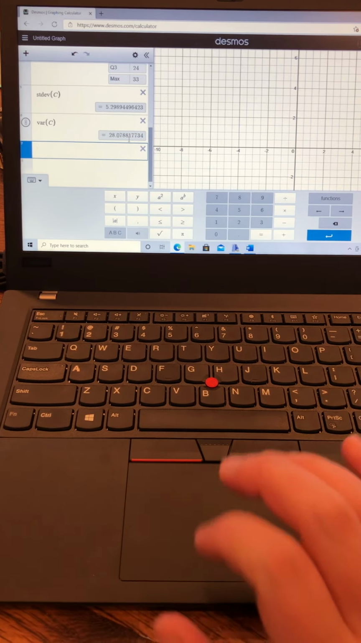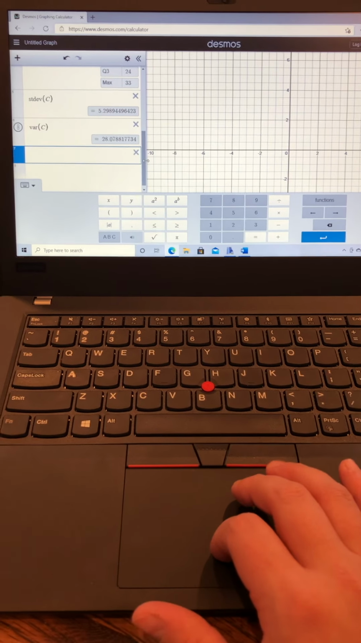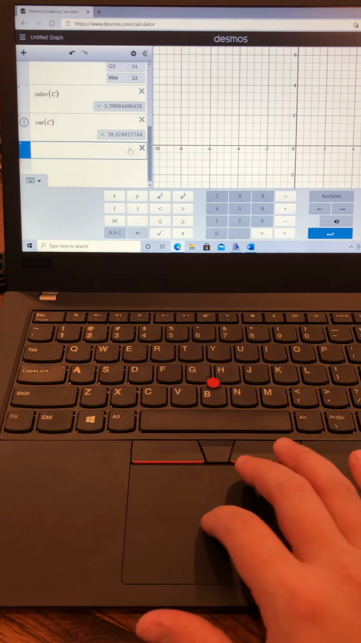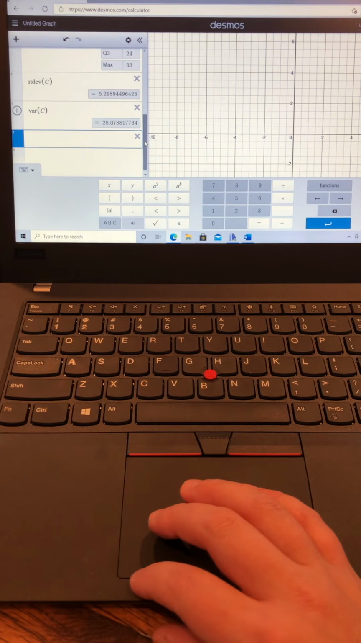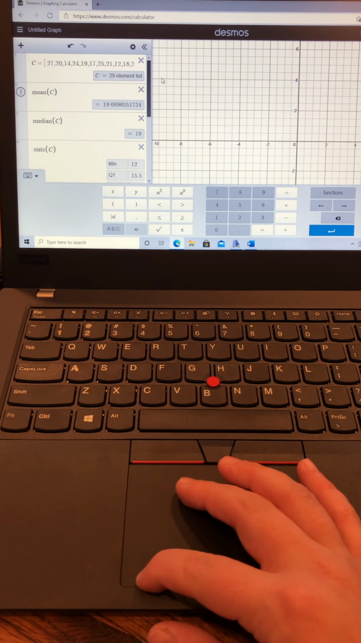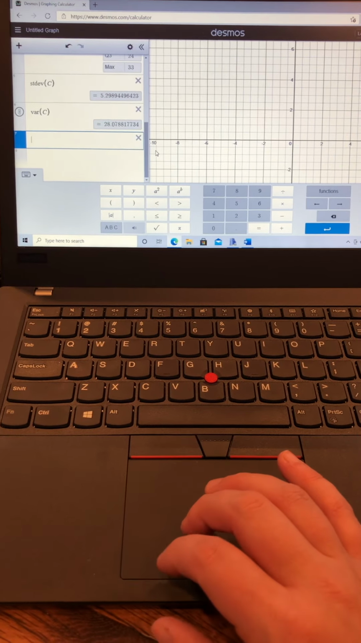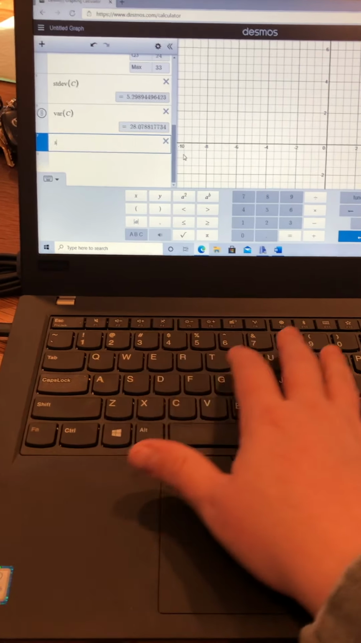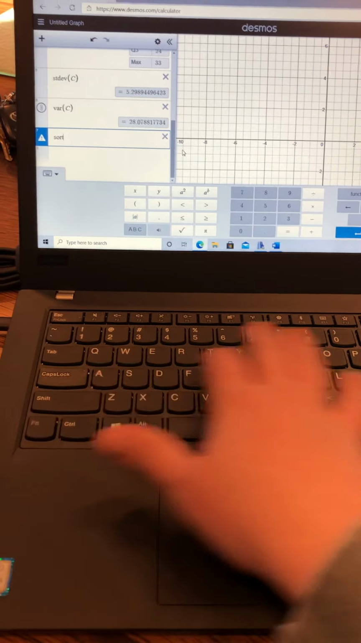Desmos will do everything the calculator will do. You just have to know it's under functions and stats and click on the right things. I'm not exactly sure how to sort a list in Desmos. I don't know if it has a sort. I've not used Desmos a whole lot.